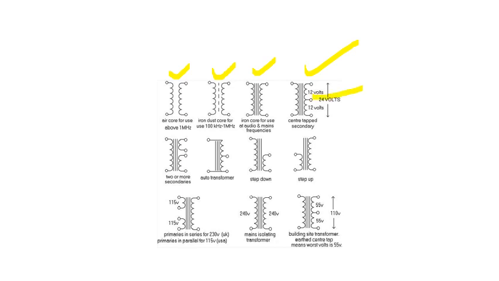There can also be an option that two or more secondaries are there. Two secondaries are here with only the first primary. This is called an auto transformer, which can give you any value, as we can move this to get any value. We have discussed step down and step up. In step down, the primary has more turns than the secondary, and in step up, the primary has fewer turns than the secondary.